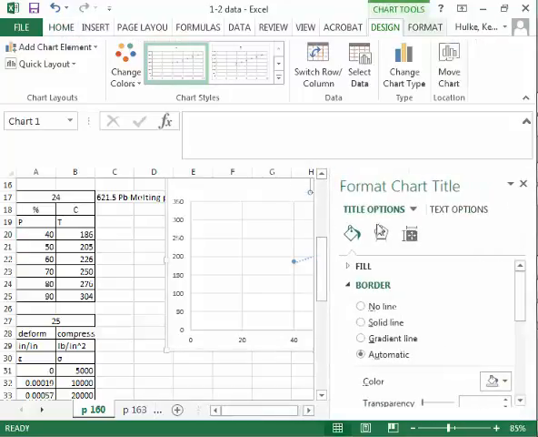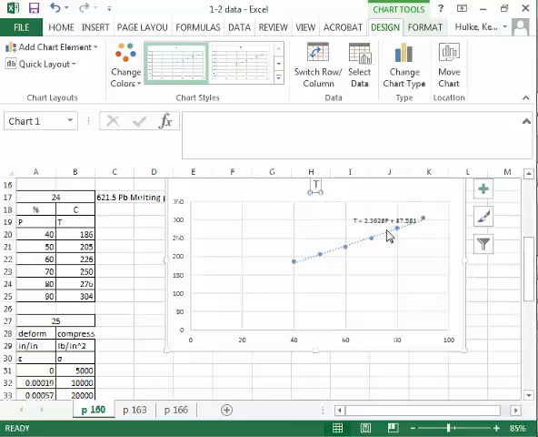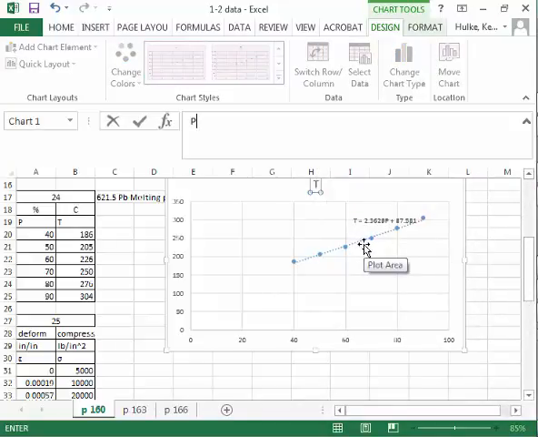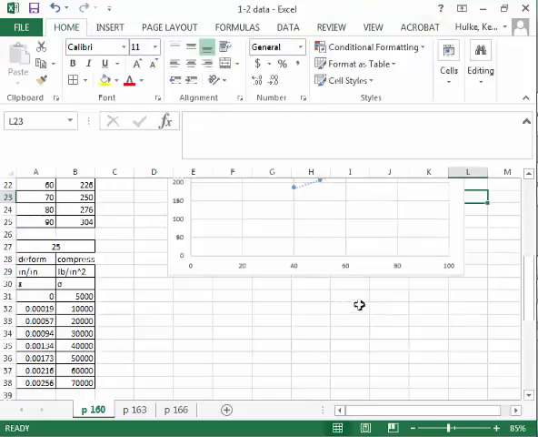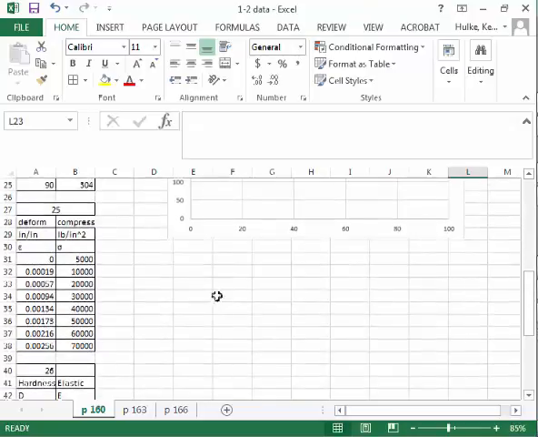Tell you what, I think I'm going to change the title of the graph too. I'm going to call it temperature versus percent lead. I like that. That'll help. Okay, let's look at the next one. You are going to do number 26, so I'll do number 25.